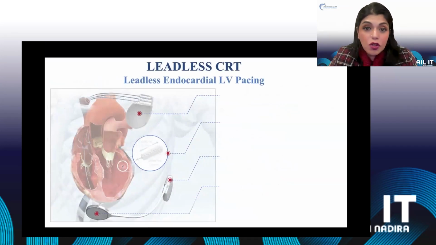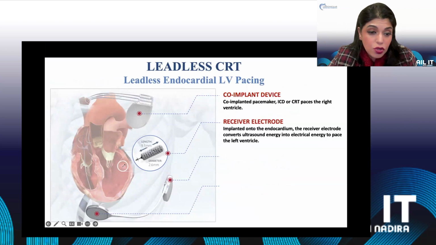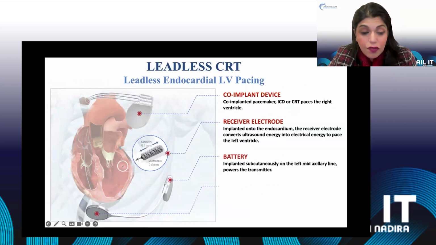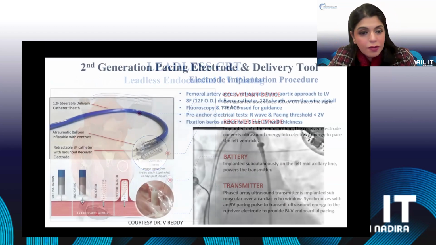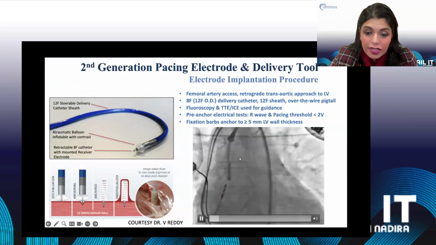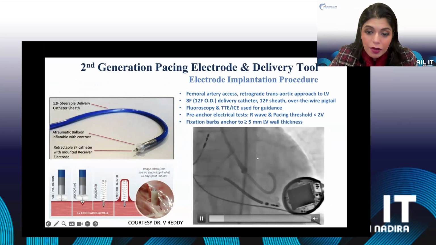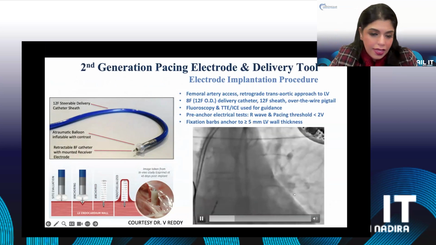This is a system called the WiSE-CRT system, where you can do a small co-implant with a device that's already there, with this little receiver electrode that you implant in the LV that allows for biventricular pacing. Again, not having to put in a CS lead. Now, that's not truly completely leadless, right? But this is a system that's done retrograde. Courtesy of Vivek, this is one of the cases from the trial where you come retrograde and put this little implant into the lateral LV.